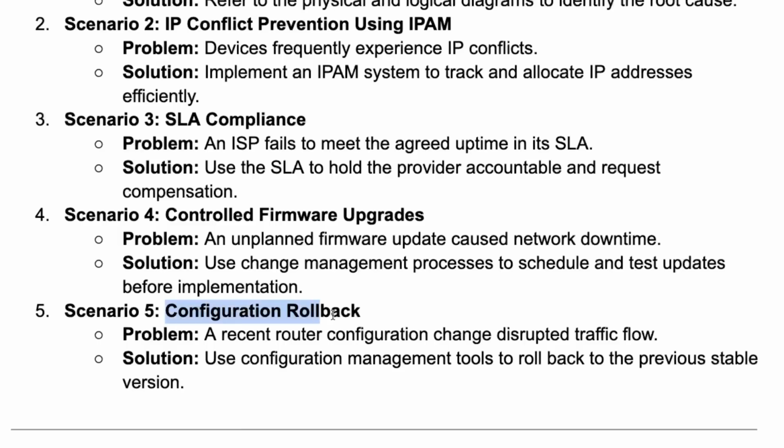And then finally, we have the configuration rollback. So the problem is that a recent router configuration change disrupted traffic flow, and now we need to use configuration management tools to roll back to the previous stable version. For example, go to the log files that you have stored, your repository of configuration files, and use your most recent configuration file that was successful and worked properly, and then revert back to that last configuration, and then try to figure out exactly what happened with the recent configuration change that disrupted your traffic flow.